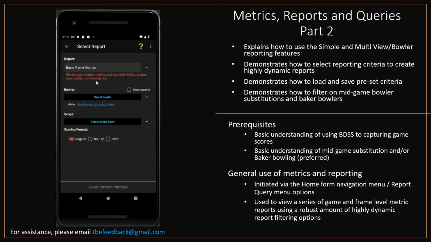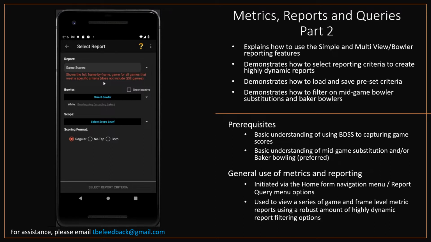The basic frame metrics report shows basic frame metrics such as total strikes, spares, opens, splits, conversions, etc. The detailed frame metrics report shows frame by frame detailed metrics such as total strikes, spares, opens, splits, conversions, etc. Pin leave conversion shows a graphical representation of pin leaves and conversion percentage. Find frame finds any game that has at least one frame that meets a specific criteria.